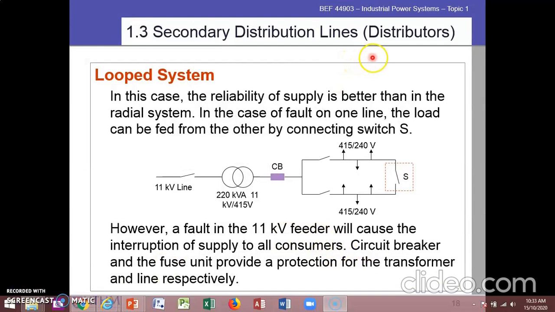This is the loop system for the distributor. In this case, the reliability of supply is better than in the radial system. In the case of a fault on one line, the load can be fed from the other by connecting switch S, so from this one and also from this one. However, a fault in the 11 kV feeder will cause interruption of supply to all consumers. This one is a circuit breaker and this one is a fuse, and the units provide protection for the transformer and line respectively.